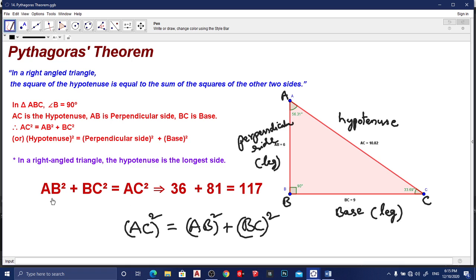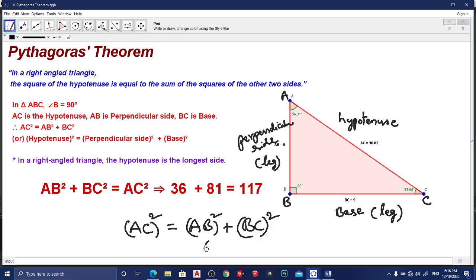Now observe, I am taking this dynamically, we can change these values. Here I am taking AB as 6 centimeters and BC as 9 centimeters. AC is 10.82 here, nearly equal to 11. Now observe, this is 6, so 6 square.